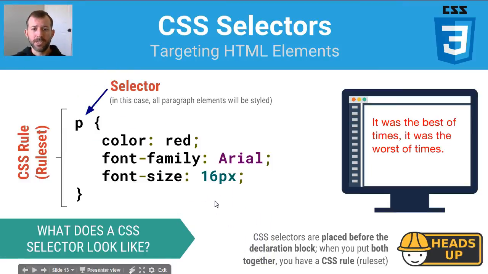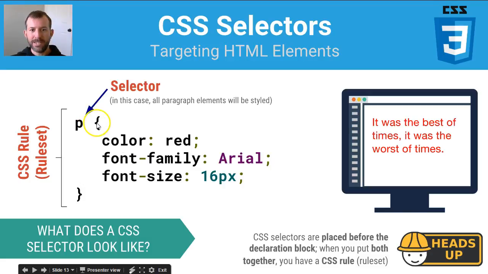So a selector looks something like this. Notice how I've got my P right here. What this is saying is that I want to apply these 3 style declarations to all of my paragraph elements. So any paragraph element on the page will have its text colored red, its font family will be Arial, and its font size will be 16.